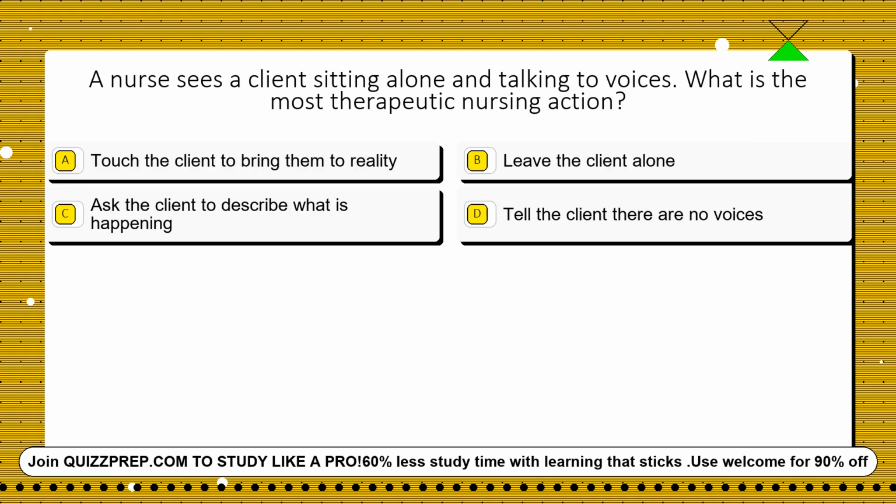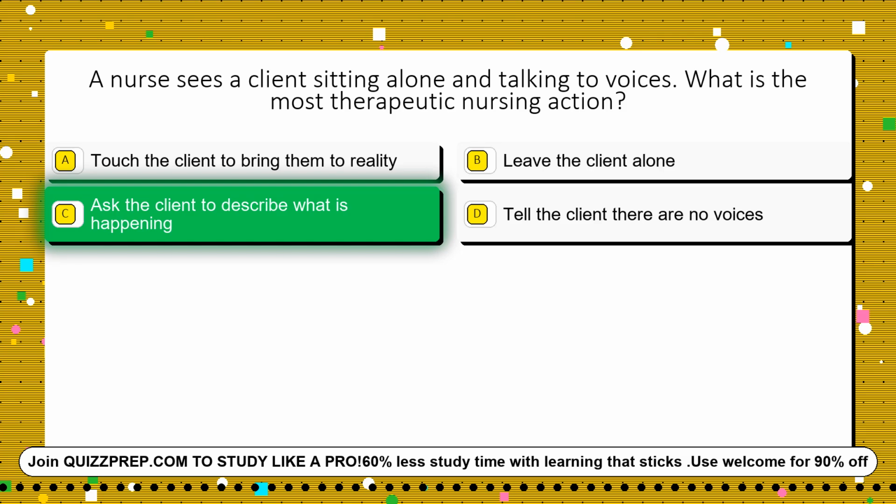Question 74. A nurse sees a client sitting alone and talking to voices. What is the most therapeutic nursing action? Option A, touch the client to bring them to reality. Option B, leave the client alone. Option C, ask the client to describe what is happening. Option D, tell the client there are no voices.